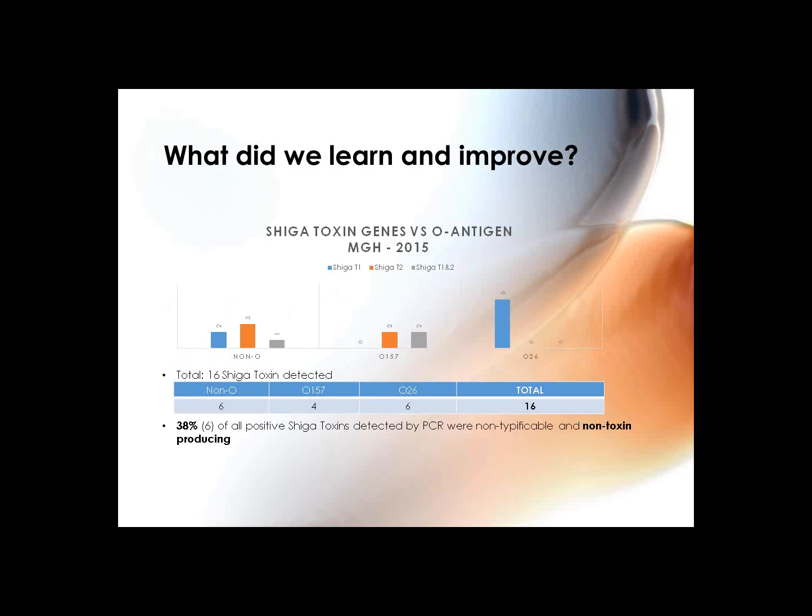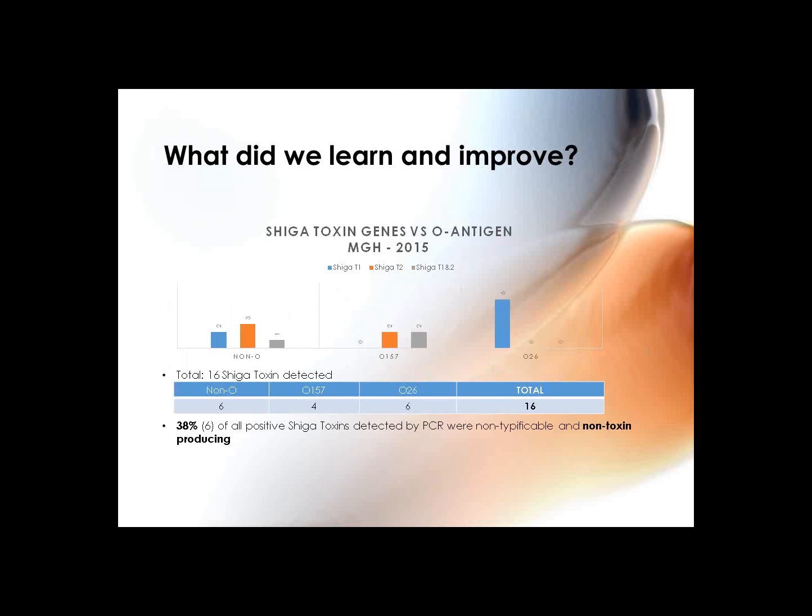Detecting and identifying Shiga toxin. Here we can compare the Shiga gene from toxin 1, toxin 2, and toxin 1 and 2, the colors blue, yellow, and gray, and how they compare with the results from the Public Health Department. 16 Shiga toxins were detected during 2015. But the interesting thing is 6 of them did not have any O antigen. All the Shiga toxin 1 were O26.